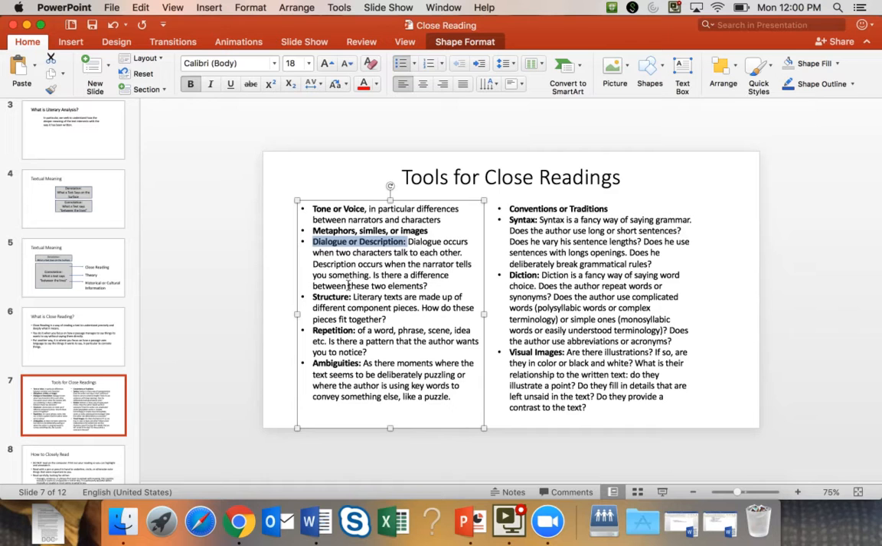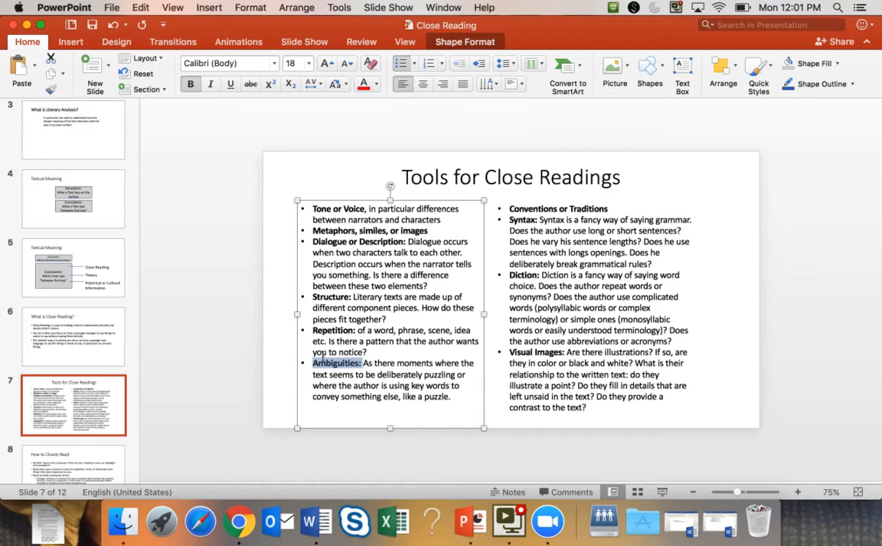We can similarly look at the structure of the text. Literary texts, like novels, poetry, even essays, are made up of different component pieces. So one of the things we can do is examine how those pieces have been put together, how they fit together like a puzzle. We can also look for repetitions within a given text, and that could be repetitions of words, phrases, sentences, ideas, etc. And what you can do is examine those repetitions and see if there's a pattern that you're seeing over time and what that pattern means.